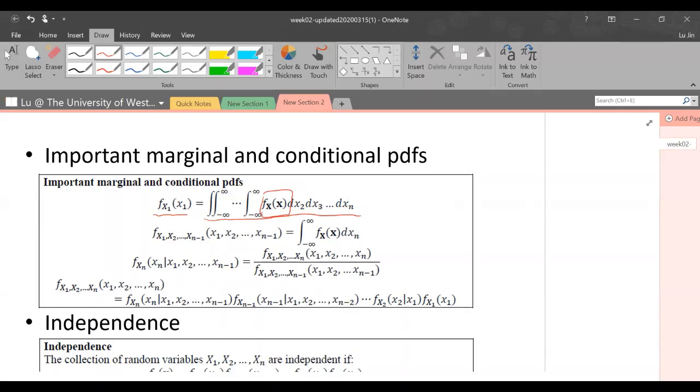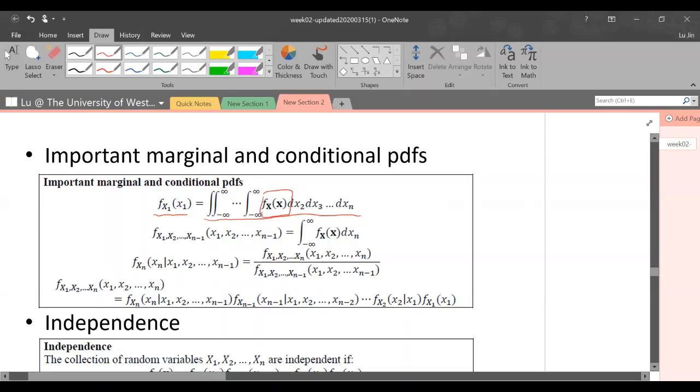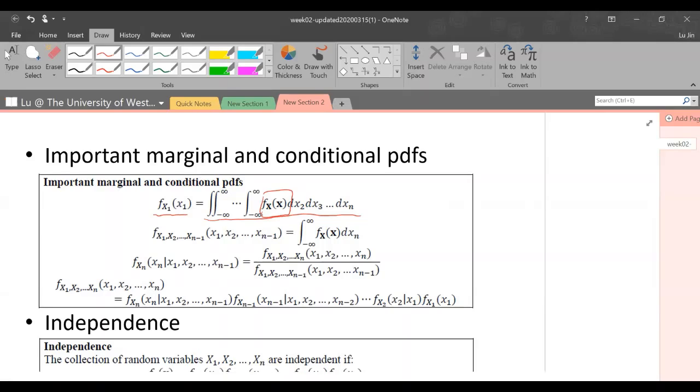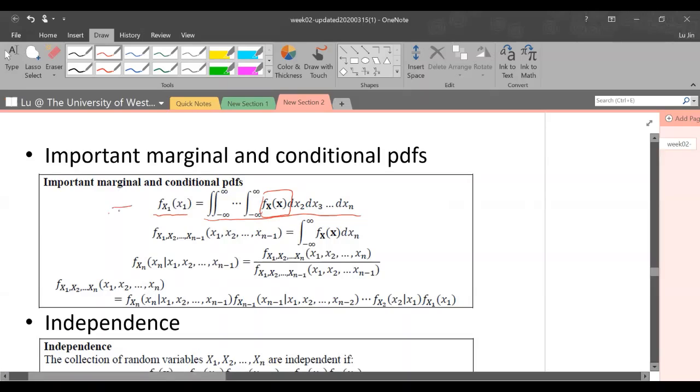Then finish. Again, for two random variables cases, where n is equal to 2, we have done the discussion. If you can't understand this part, please go back to the two random variable cases and review that part. Okay, and this is one case.